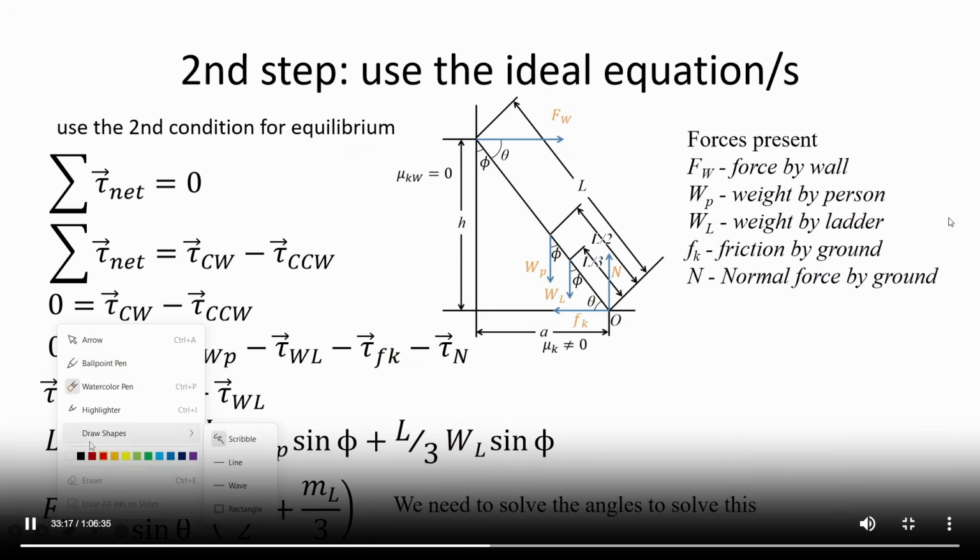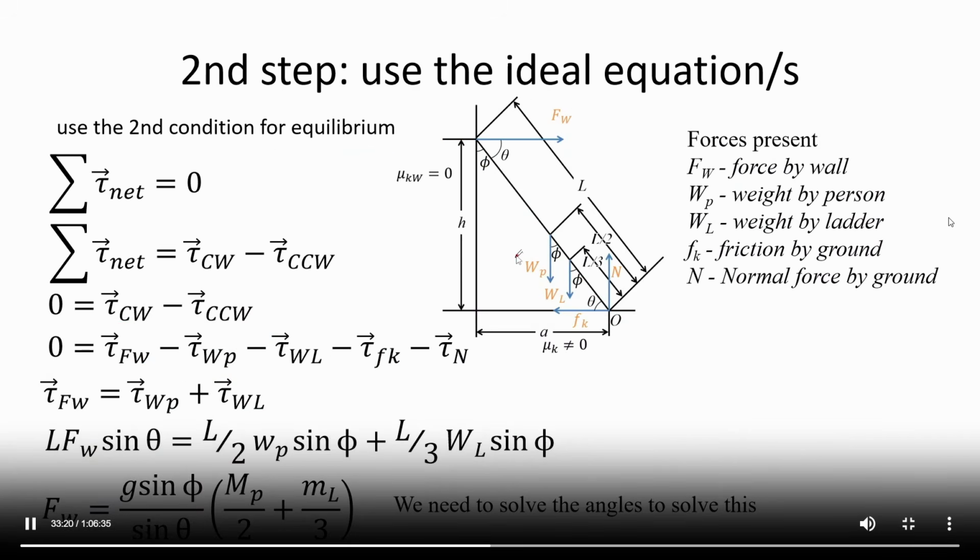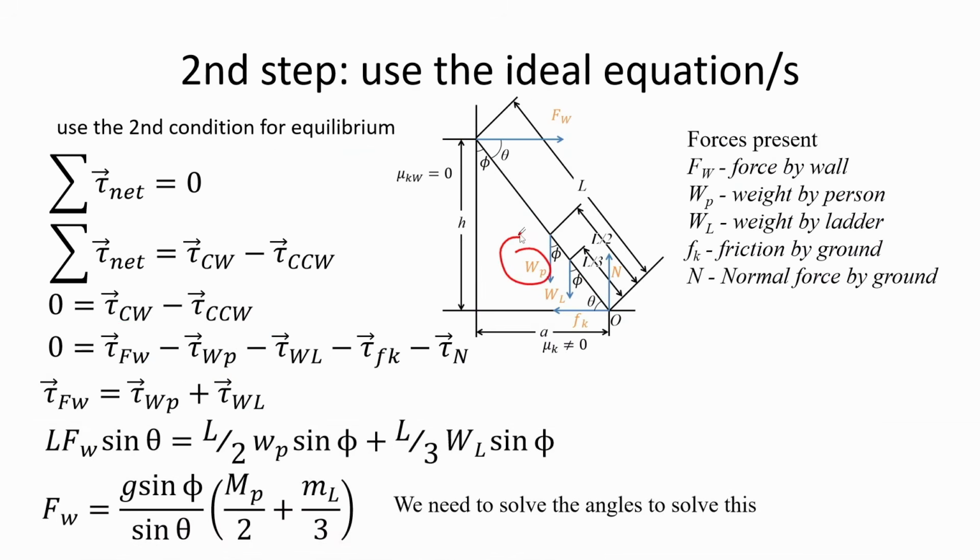Next is the weight of the person. This obviously is halfway along the ladder, so R is L over 2. The force is the weight of the person, times sine phi, the angle between the ladder and the force, weight P. Okay? Next is the weight of the ladder. Its center of mass is located 1/3 along the ladder, so that's L over 3.